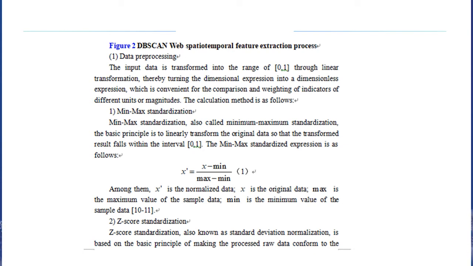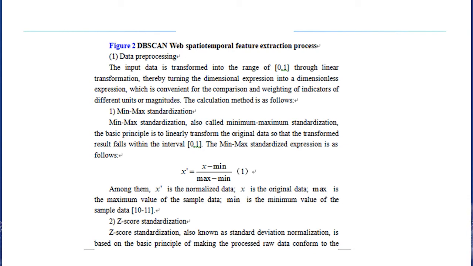1. Min-max standardization. Min-max standardization, also called minimum-maximum standardization, the basic principle is to linearly transform the original data so that the transformed result falls within the interval [0, 1]. The min-max standardized expression is as follows. M is the normalized data, x is the original data, max is the maximum value of the sample data, min is the minimum value of the sample data.